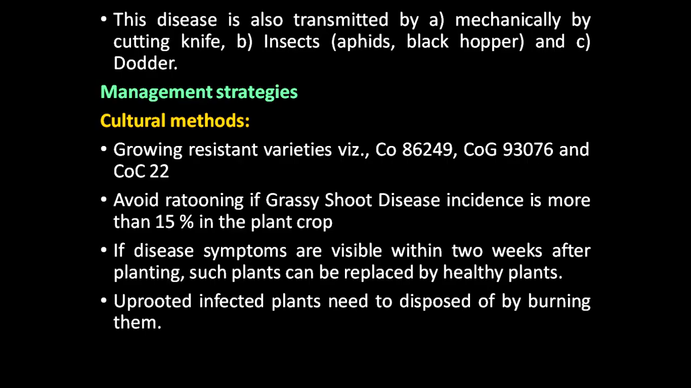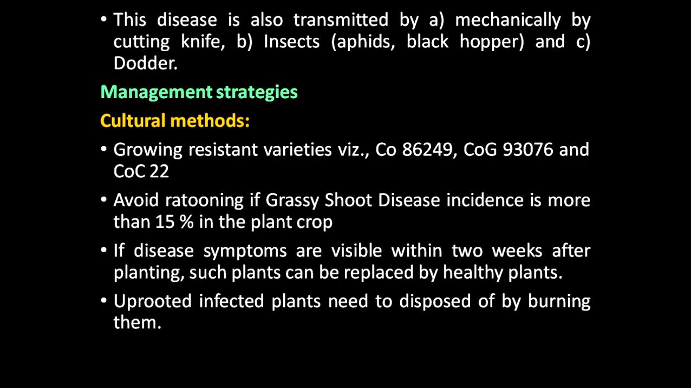What are the management strategies? How can we control the disease? First, cultural methods. Simply we can avoid the losses due to the disease by cultivating the resistant varieties. So Co 86249, CoG 93076 and CoC 22, these are the resistant varieties. These varieties will not be affected by the phytoplasma. So we can choose these varieties and cultivate them for escaping from the disease.